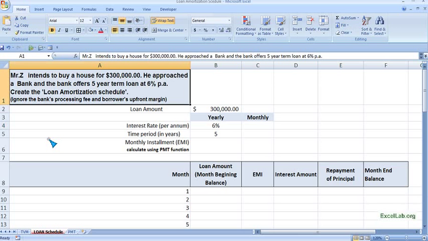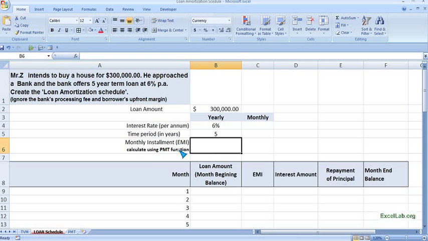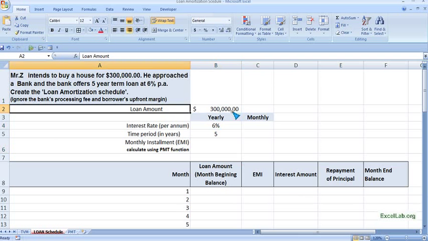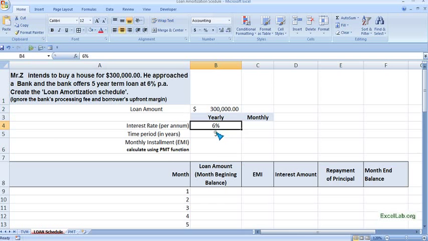Now let's say Mr. Z wants to buy a house for $300,000 and he approached a bank. The bank offers a 5-year loan at 6% per annum. With this data, we'll first calculate the equated monthly installment and then make the schedule. The data I have written here is yearly data.